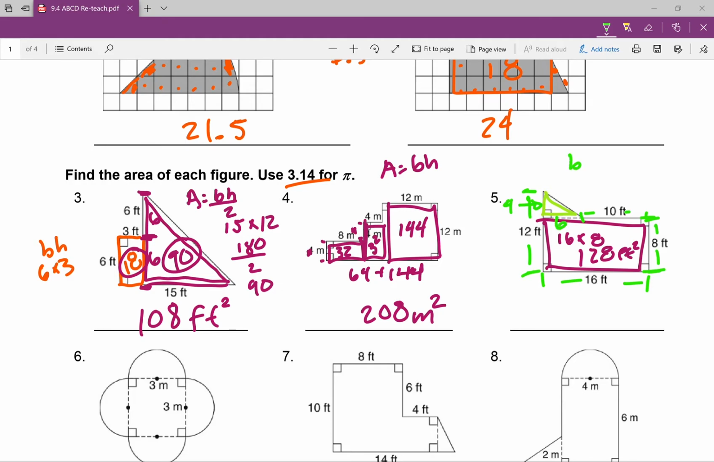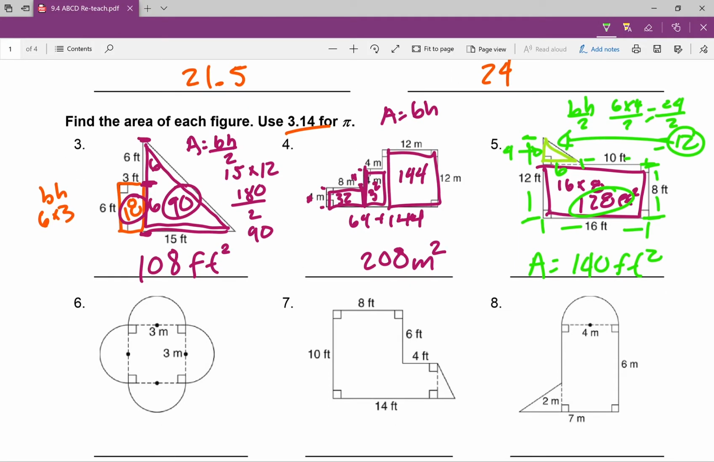So again, base times height divided by 2. 6 times 4 divided by 2, that's 24 divided by 2, which is 12. All I gotta do is add them up. So 128 plus 12 gives me a total area of 140 feet squared. Again, this is for the triangle, and I already found my rectangle.